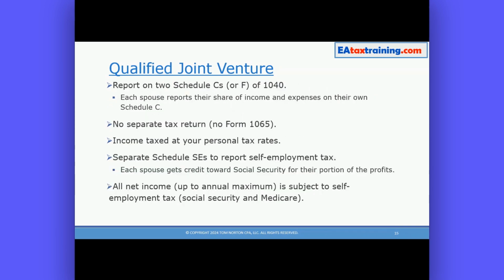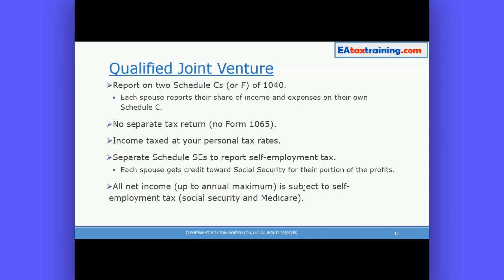The way a qualified joint venture is reported is unique. It is actually reported on two separate Schedule Cs, or Schedule Fs if it is a farming business, but we'll just focus on the Schedule C to keep it simple. So what happens is each spouse reports their share of income and expenses on their own Schedule C. So you've got the spouses filing a personal income tax return. They could file jointly or they could file married filing separately. But either way, let's talk about the more common situation, which is they file married filing jointly.